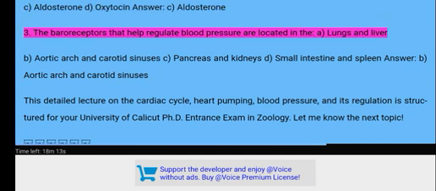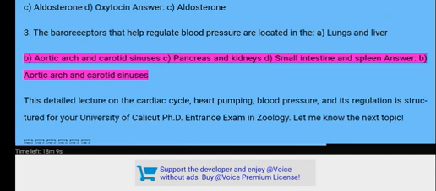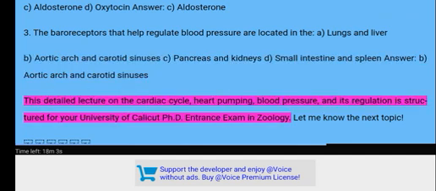3. The baroreceptors that help regulate blood pressure are located in: A. The lungs and liver. B. Aortic arch and carotid sinuses. C. Pancreas and kidneys. D. Small intestine and spleen. Answer. B. Aortic arch and carotid sinuses.